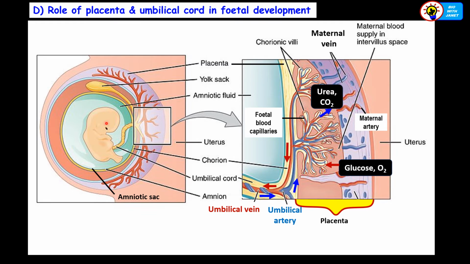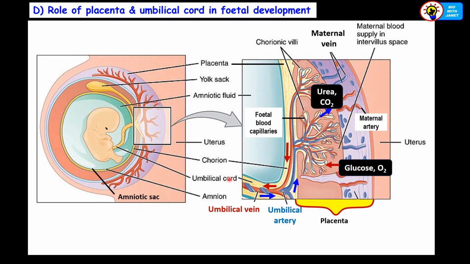So as for the fetus or embryo, it is attached to the mother by means of the umbilical cord. In this way, it can obtain its nutrients like glucose and oxygen from the mother and remove its waste products like urea and carbon dioxide. Let's look at the structure of the umbilical cord first of all.